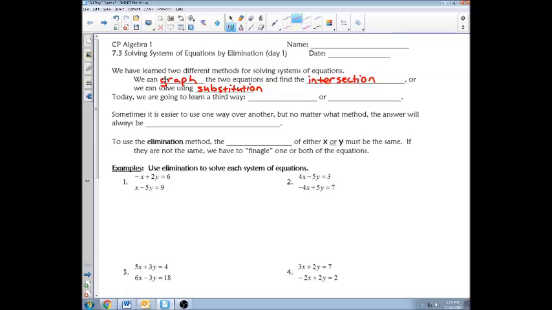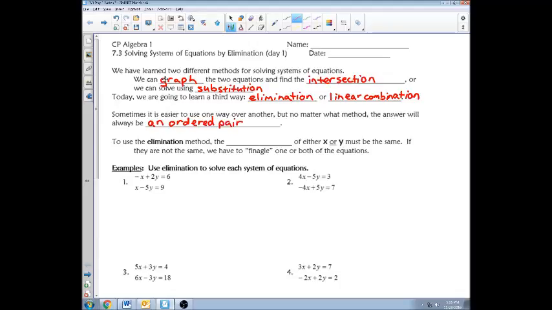One name for it, obviously, if you look at the title, would be elimination. Or, as it's also known, linear combination. Both names will make sense, but elimination will just be easier to remember. Sometimes it's easier to use one way or the other, but no matter what method, the answer will always be an ordered pair.